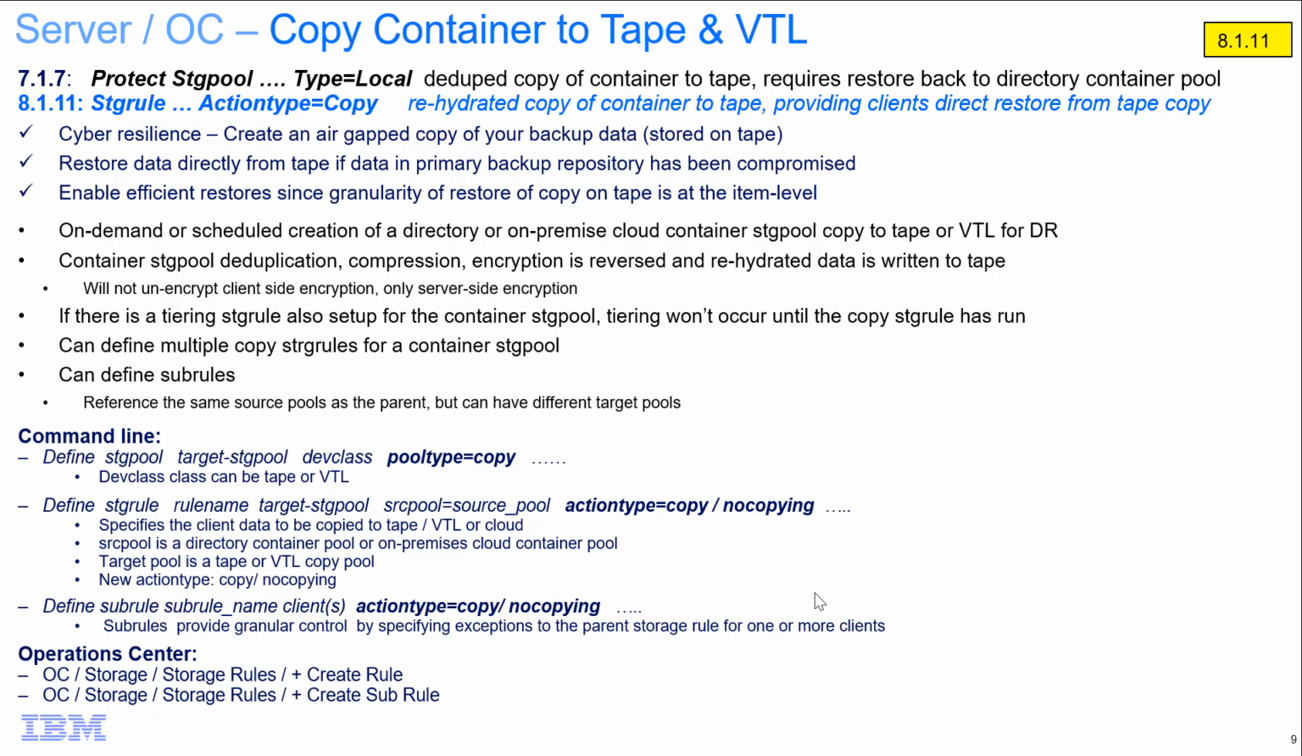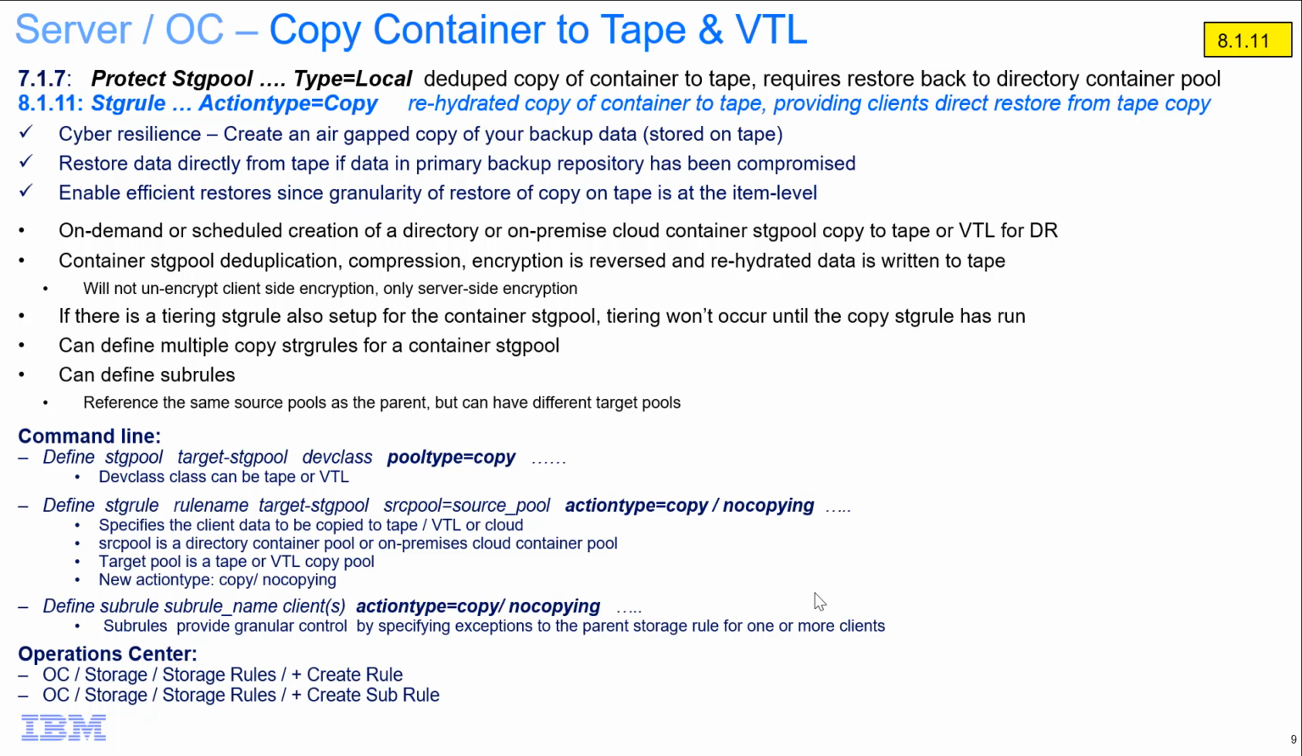Unlike with Protect Storagepool, where the data was written deduped out to the tape and it had to first be restored back to a directory container pool before a client could utilize it. This new method of making a copy to tape is the preferred method and deprecates the older Protect Storagepool method. We are going to be utilizing the new define storage rule with the action type of copy. And then, of course, you can also create subrules to go along with the parent rule. So I'll be showing you that as well.